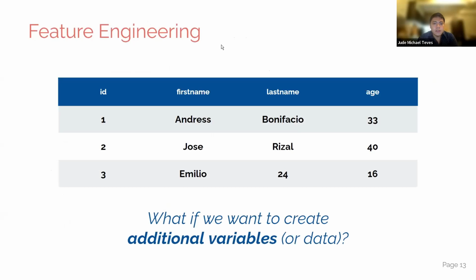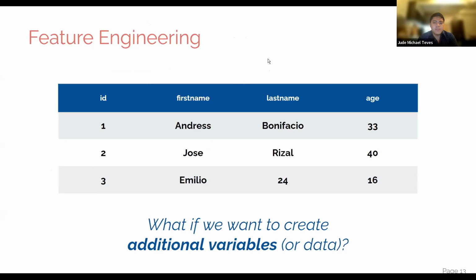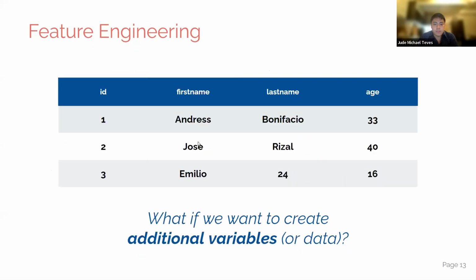What else? Let's proceed to feature engineering. So we'll now manipulate the data so that it's ready for machine learning. In some cases, you want to create additional columns or additional data, additional variables. How do you do that given this? For example, you start with this, you want to create more.